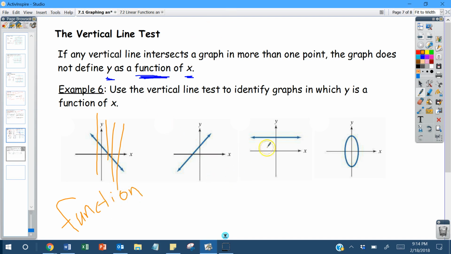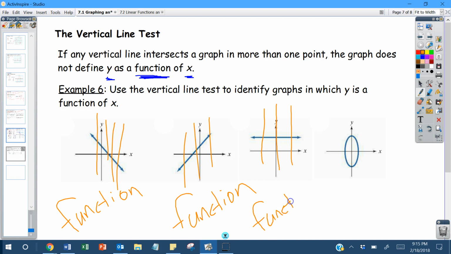Here's another one. It's very similar. I can't find a place to draw a vertical line that hits the function twice, so this one's a function too. In the same way, this line is completely flat, but that's okay because I still can't draw a vertical line that crosses it more than once. So this is a function. You might be wondering what in the world we are doing here.